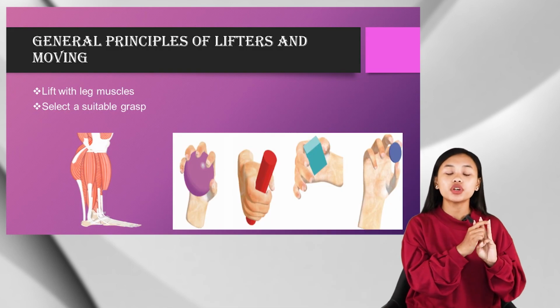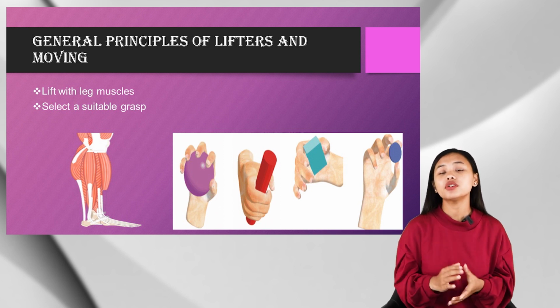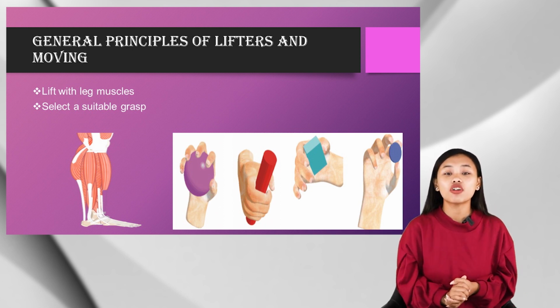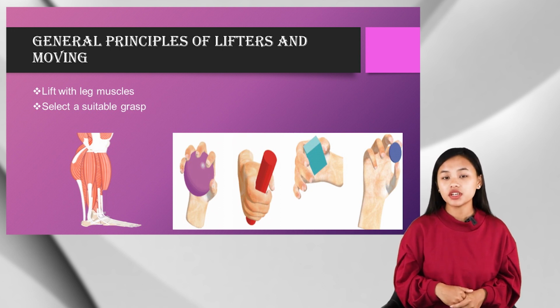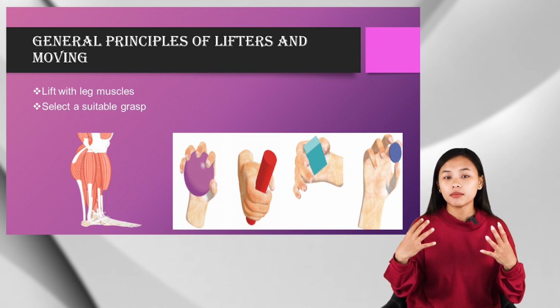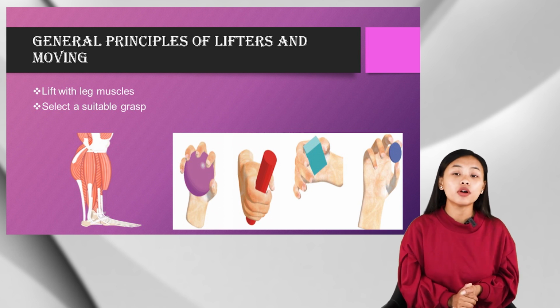After you have positioned yourself and kept your back straight, the third is you must lift with your leg muscles. As I've been repeatedly saying, whenever you lift any object, you must make use of the strongest and the longest muscles. Because by doing this, it helps to prevent any strain which can occur on the lower back muscles, as well as it helps to lift more weight.